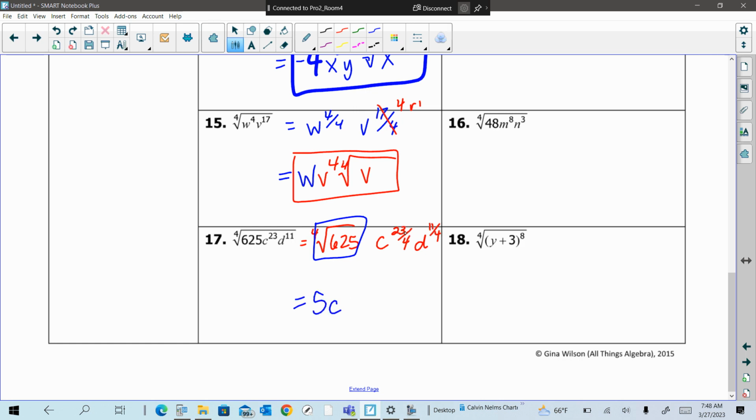4 can go into 23 5 times, which is c to the 20th power, with the remainder of 3. 4 can go into 11 2 times, so d to the 2nd power, also a remainder of 3. So underneath our 4th root would be c to the 3rd power, d to the 3rd power.